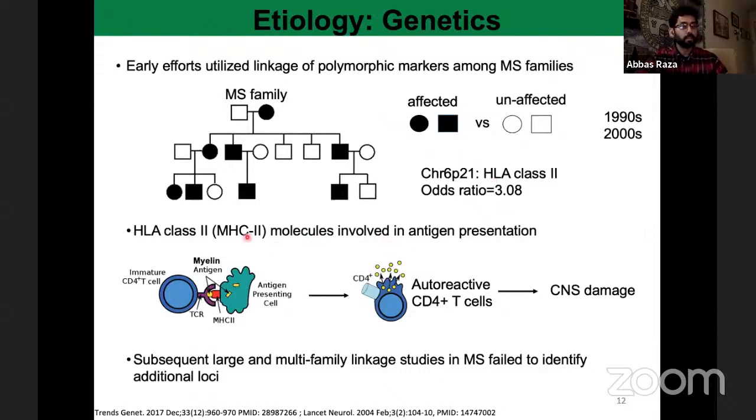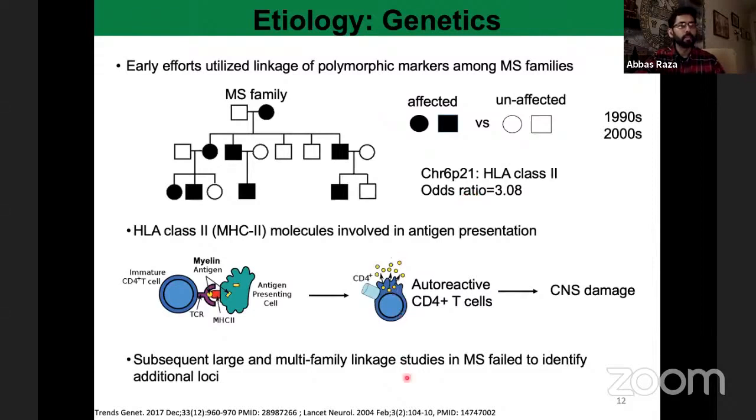This molecule, we know, if you look at the immunology, is important in antigen presentation. So it makes sense. A T cell that can recognize this polymorphic MHC molecule much more strongly should be able to respond more effectively and cause disease. So that was in agreement with the idea that these immune cells are important in MS.